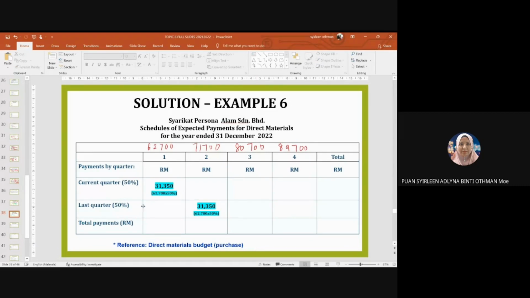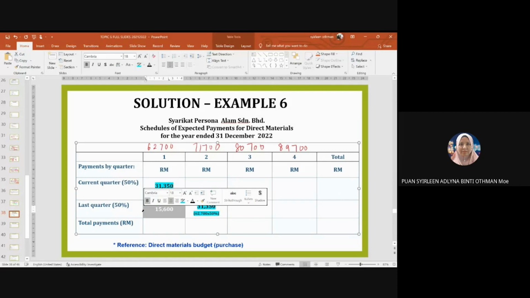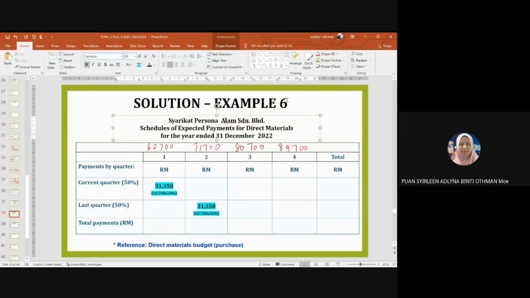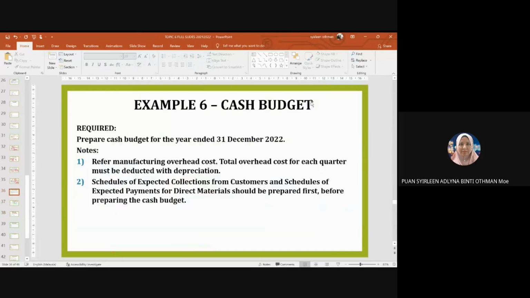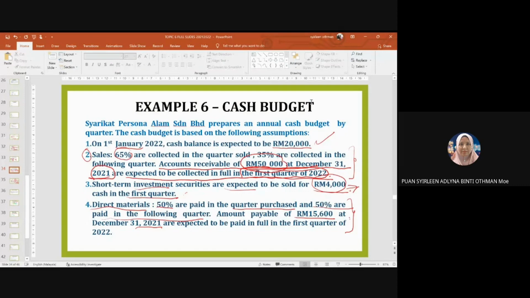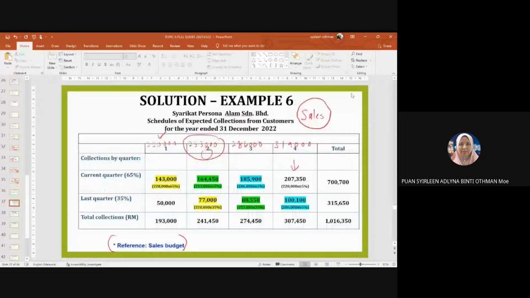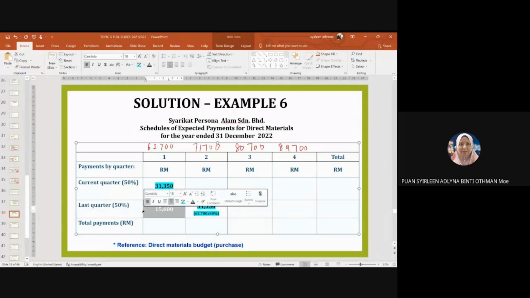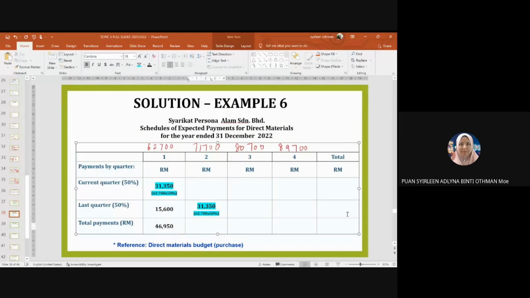Alright, okay, yang ni nak isi apa? Yang ini kita isi baki AP, accounts payable. Baki AP ambil dari mana? Baki AP ambil dari maklumat tambahan lah. Okay, maklumat tambahan tu tadi. Right, maklumat tambahan is here. This one, 15,600 ni. Yang ini ialah your CF untuk your AP. And dia bagi tahu will be paid in full in the first quarter of 2022. Okay, so saya akan bayarlah pada first quarter. So that 15,600 will be here. Okay, ini balance daripada 2021. So first quarter saya akan bayar sejumlah 46,950.